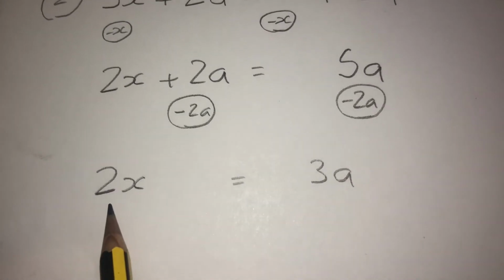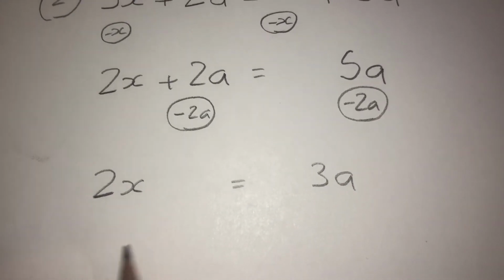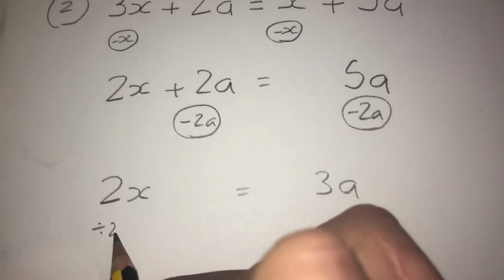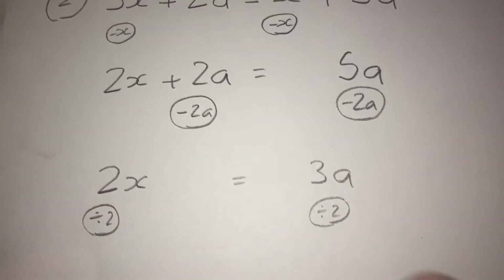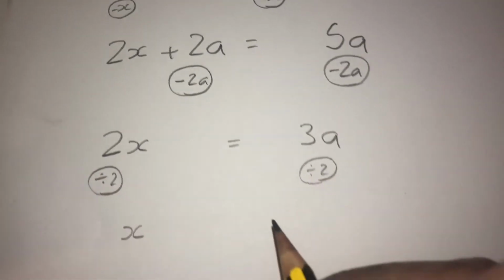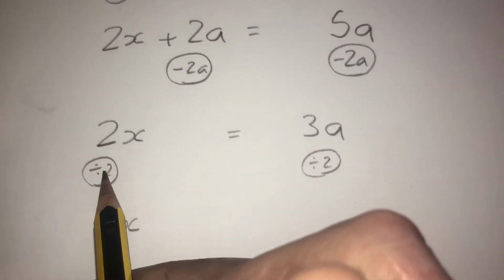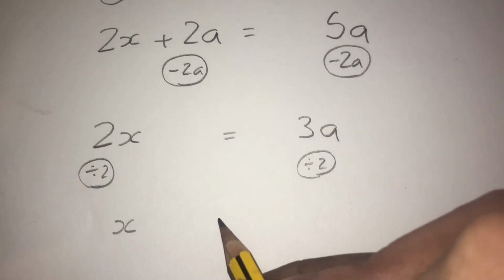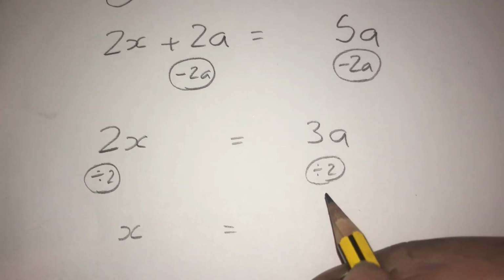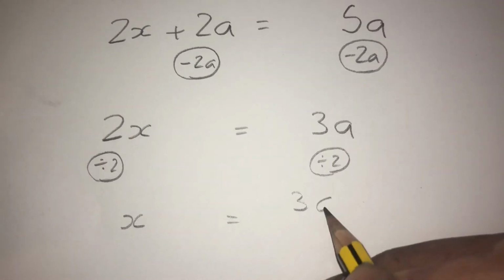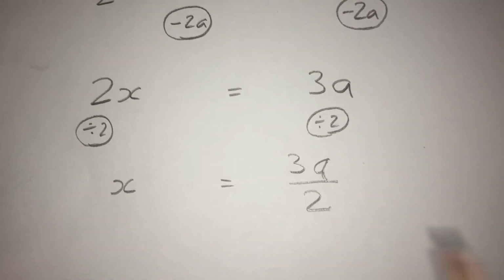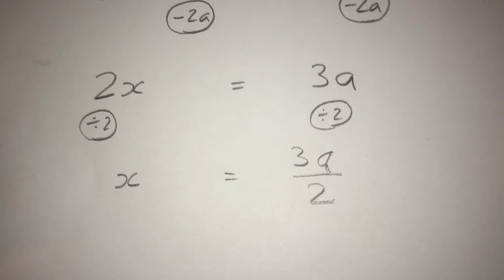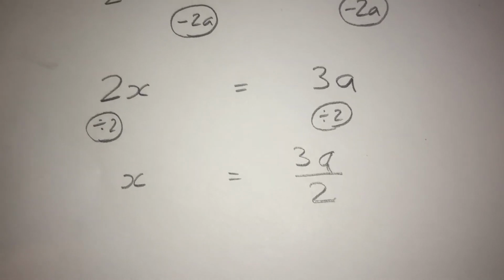And the last thing I need to get rid of is this 2. This 2 is multiplying with the x, so to get rid of it, I do the opposite of multiplying by 2, I divide by 2. And again, if I do that to the left hand side, I have to do it to the right hand side. So what I'm left with is 2 divided by 2 is 1x, which is just x. It's equal to 3a divided by 2, which we just read as 3a over 2. And handily enough in this one, the x is already on the left hand side, so that is our answer. We can just leave it like that.